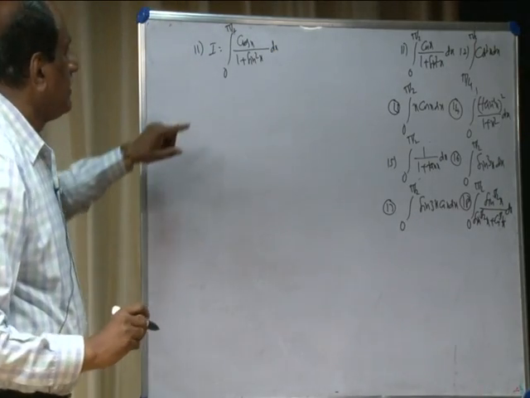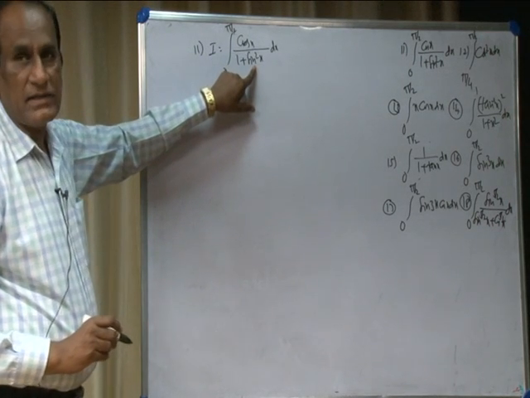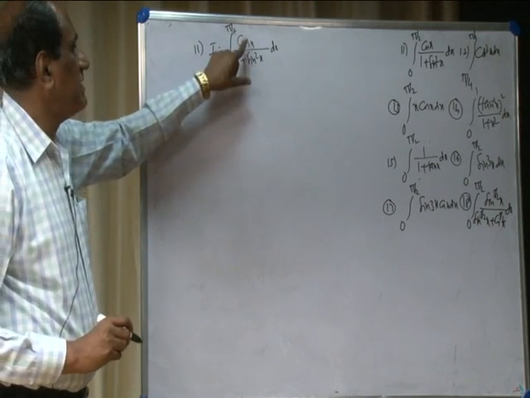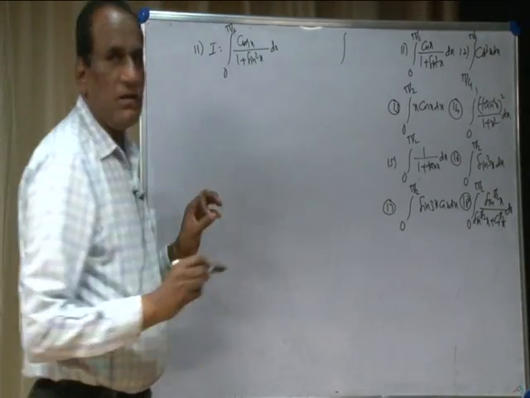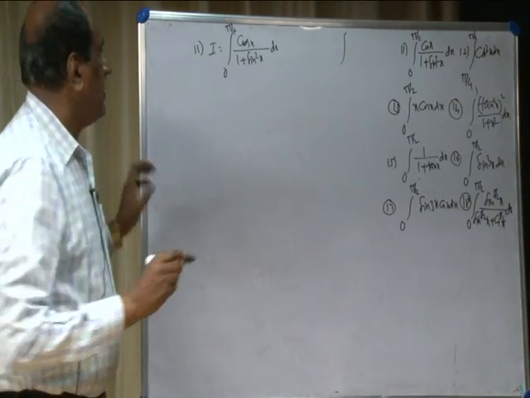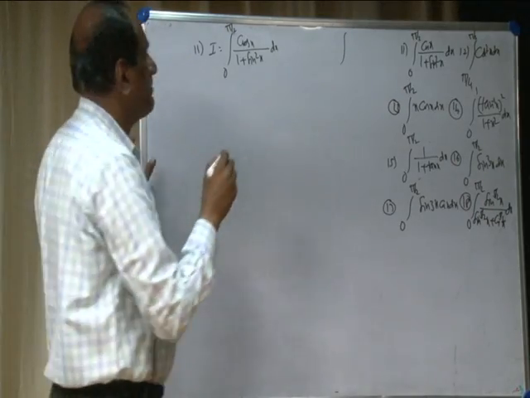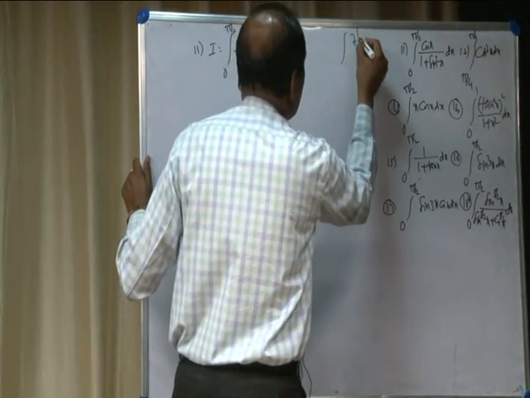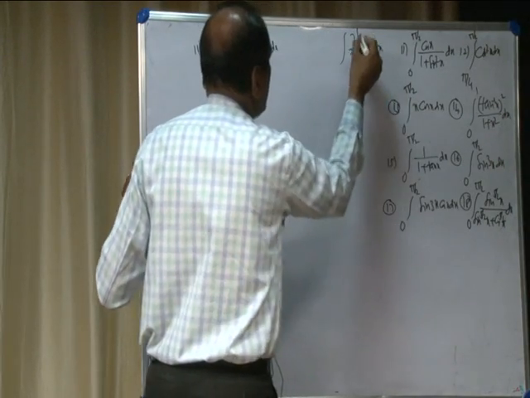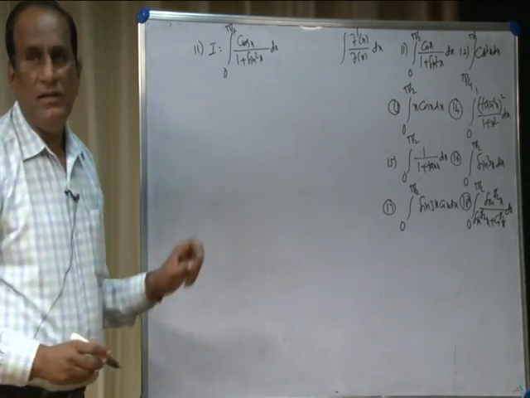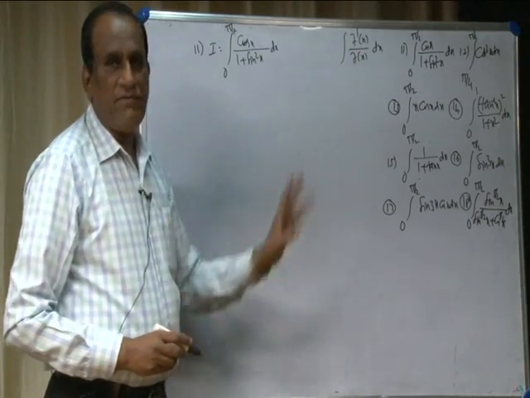See here, the numerator is cos x, the denominator is 1 plus sin square x, and the differential coefficient of sin x is cos x. So this problem can be solved by the substitution method. The derivative of the denominator is the numerator, therefore this problem comes under the type f dash x divided by f of x dx.